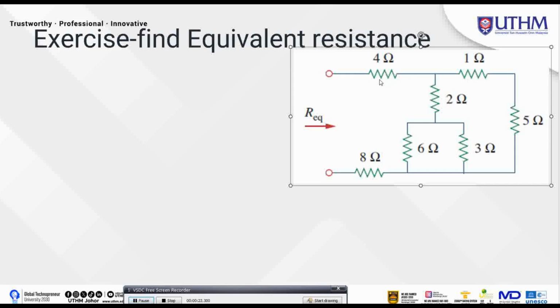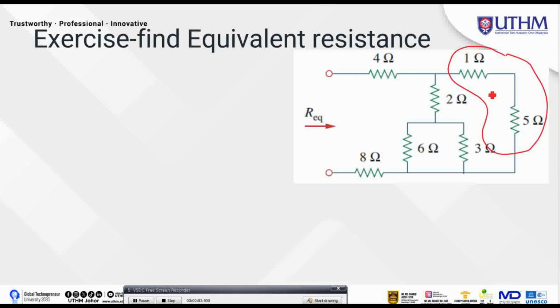this arrangement of resistors. If we look here, we can see that the 1 ohm resistor and the 5 ohm resistor, we can add them together to make one resistor only. So we can start by combining this 1 ohm and 5 ohm resistor. Let's say this is the first work that we need to do.